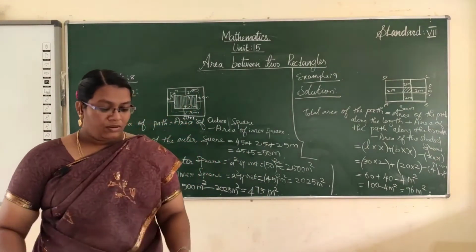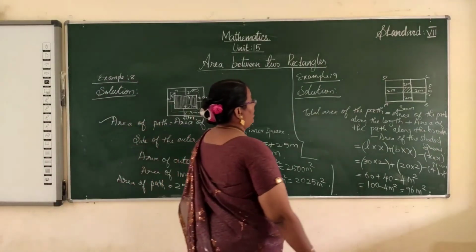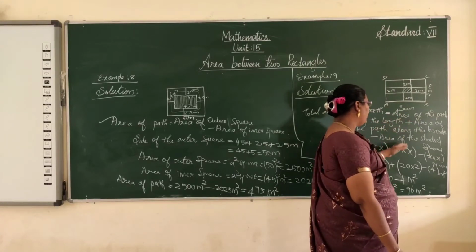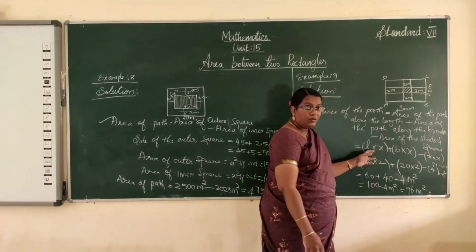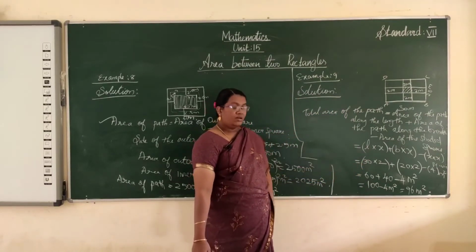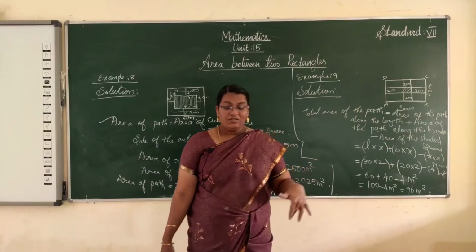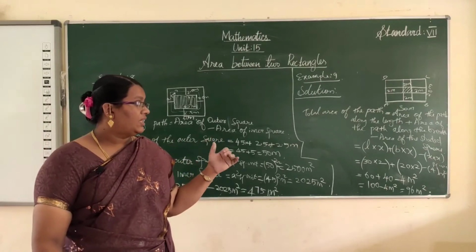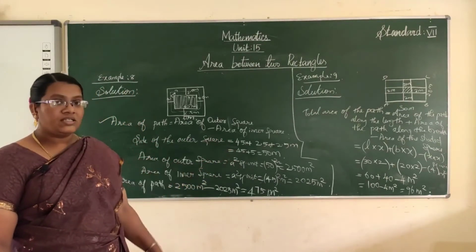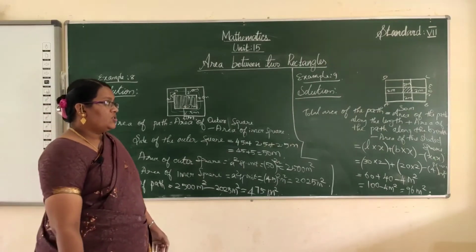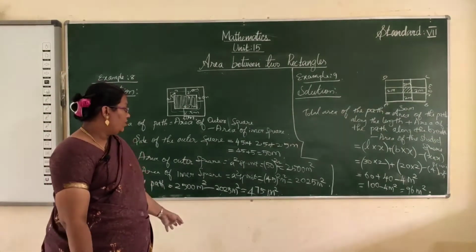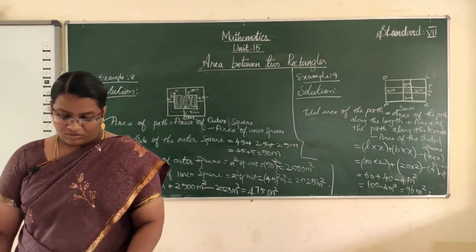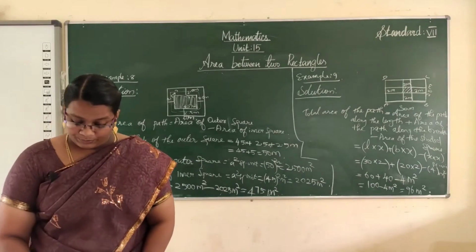That's it. So you can first calculate the area of the path along the length, and next find the area along the breadth, as given in your book. Or after I have substituted in this formula, I have directly substituted the values. Both methods are the same. You can follow any one of the methods. Right. Now we will do exercise 15.2.